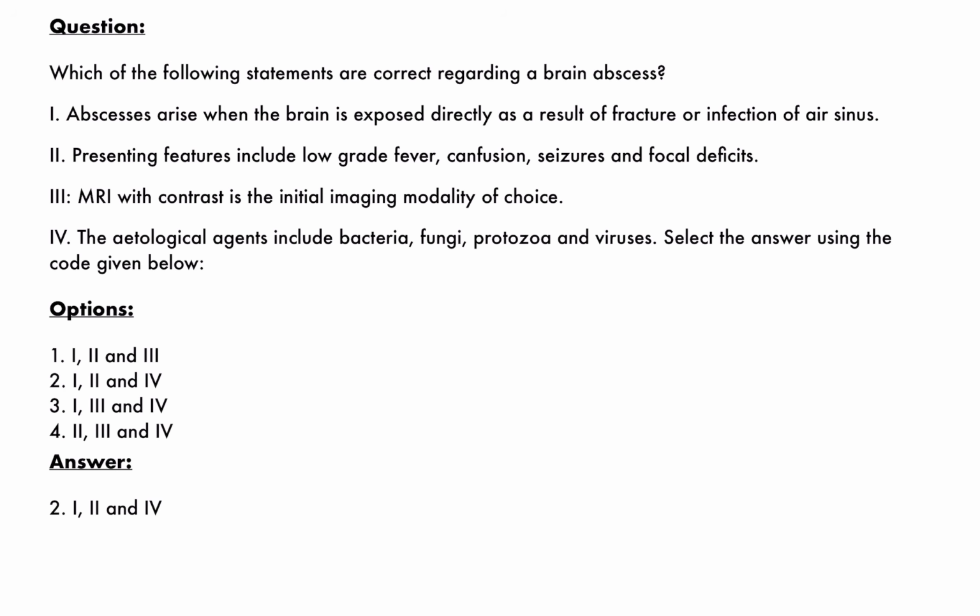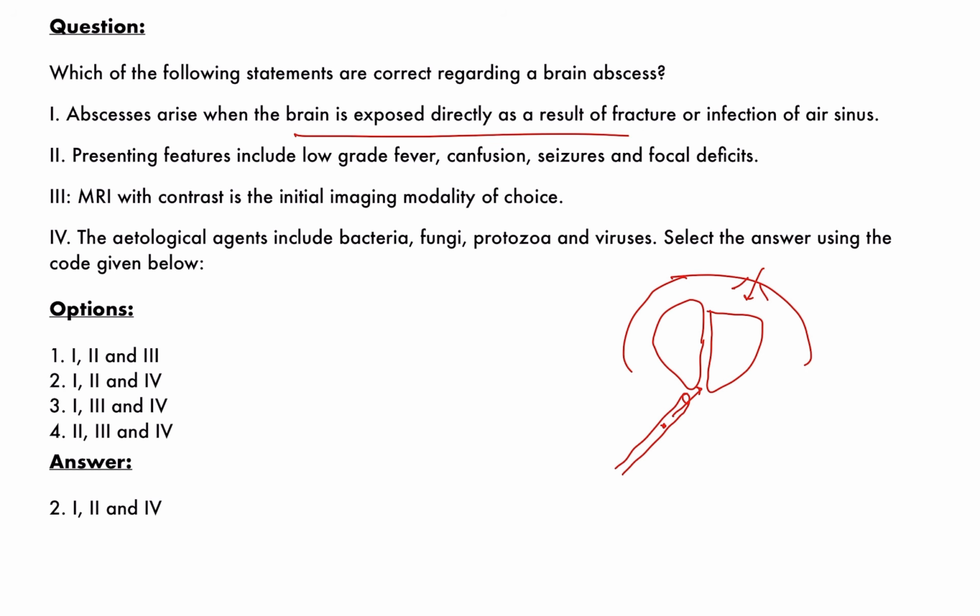It can be hematogenous. I'm not ruling out the option of hematogenous. Abscess can also arise, like if there is a brain here, right? There is a brain which is covered by the skull. Now, it also gets blood supply from the vascular system. So the infection can be hematogenous. Infection can also be because of the opening of the skull. So abscess arises when the brain is exposed directly as a result of fracture or infection of the air sinus also.